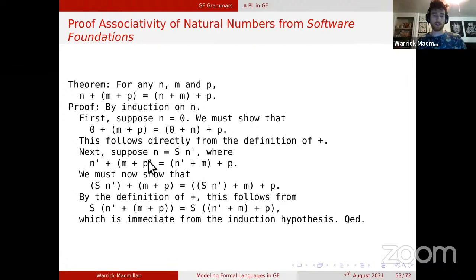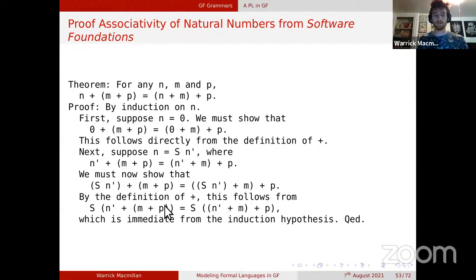In the successor case, you have to apply some lemma in between that says that you can move the successor from one place in the expression to the other. And then once you have the successor, then you know that these two things are equal by the induction hypothesis. And so you can apply the successor to both sides.